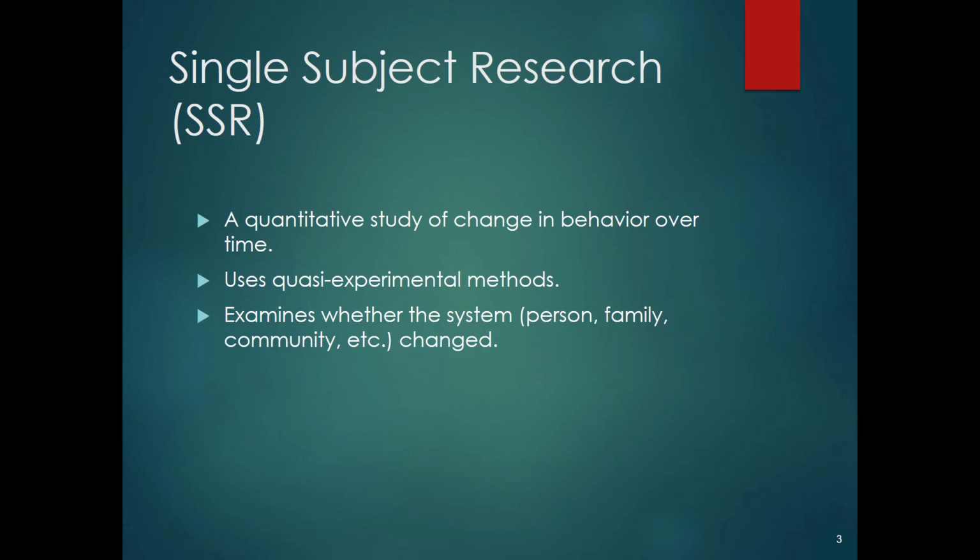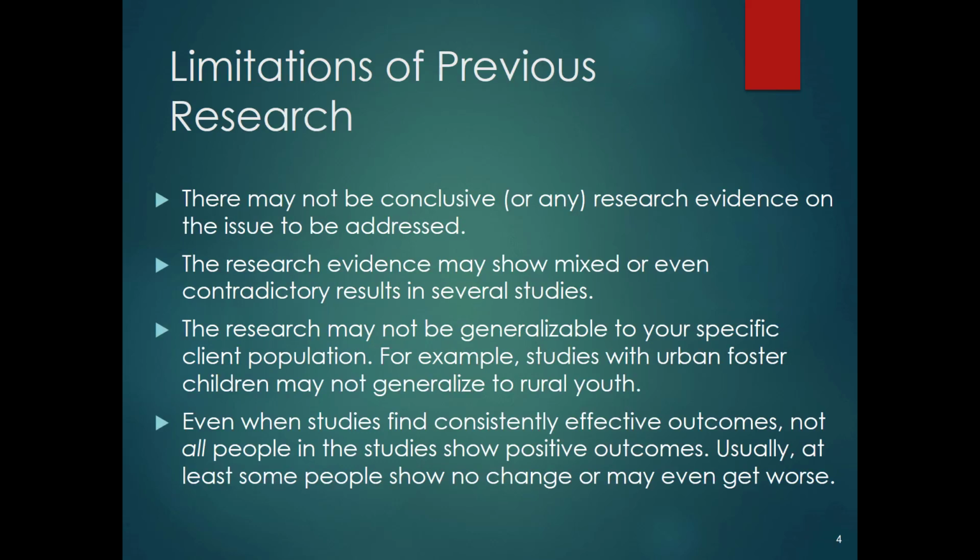And whether this is an individual person, an individual family, or an individual community, you're measuring their changes over time. So when it comes to group level research, they have several limitations when it comes to applying the findings. So there may not be conclusive evidence on the research. Basically that means that they may have different studies out there on a specific topic. However, the results are not conclusive. The results may also show mixed results or contradictory results.